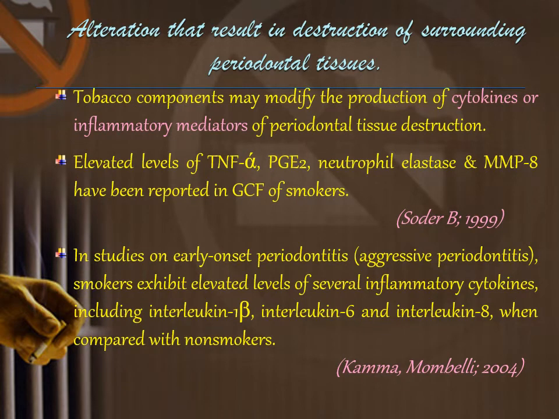Tobacco components may modify the production of cytokines or inflammatory mediators involved in periodontal tissue destruction. Elevated TNF alpha, PGE2, neutrophil elastase, and MMP8 have been reported in GCF of smokers. In studies of early onset periodontitis, smokers exhibit elevated levels of several inflammatory cytokines, including interleukin 1 beta, interleukin 6, and 8, when compared with non-smokers.